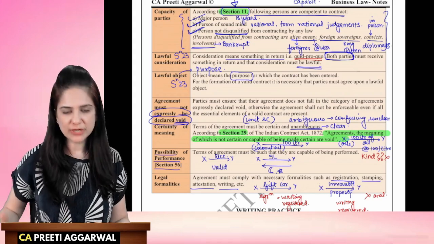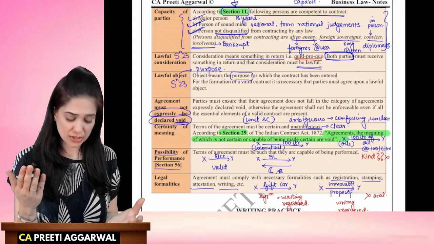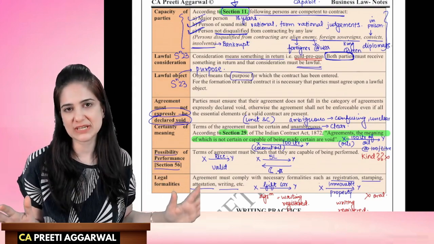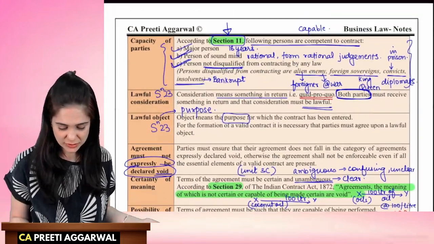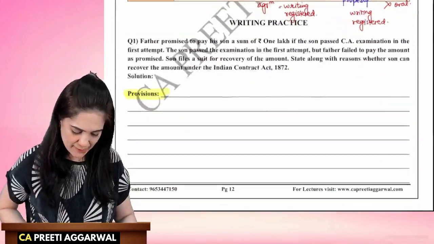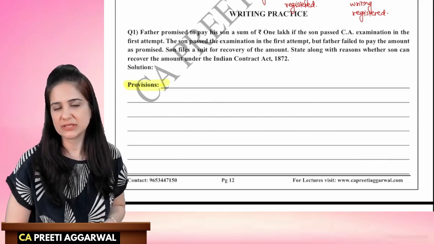So from the next unit, we will start discussing the essential elements like offer, acceptance, consideration, lawful object, lawful capacity, everything we are going to discuss in detail. So this was just an introduction. And in case a question is asked on the essential elements, this is what you're supposed to write. In my next session, I'm expecting you to write and practice these questions.